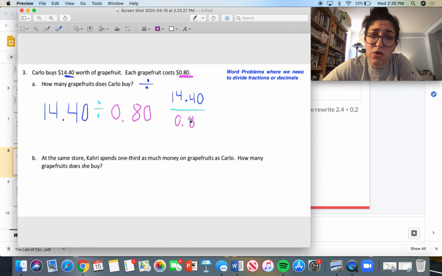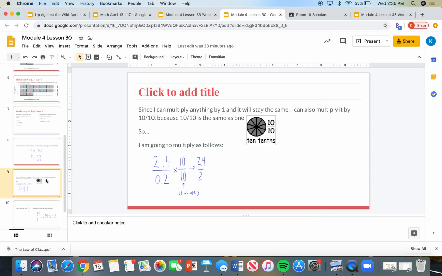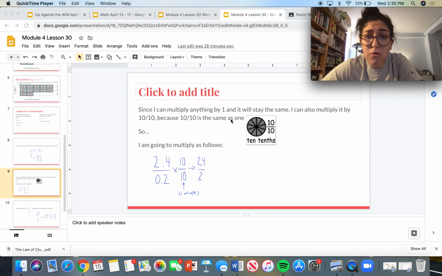Well, because now the other thing that I talk about in this is that I can multiply anything by 1 and it'll stay the same, right? 2 times 1 is 2, 5 times 1 is 5, 2/3 times 1 is 2/3. And instead of just making it that I multiply by 1, I'm actually going to multiply it by 10/10. The reason I'm going to do this is because 10/10 is 1 whole, so it's the same thing.